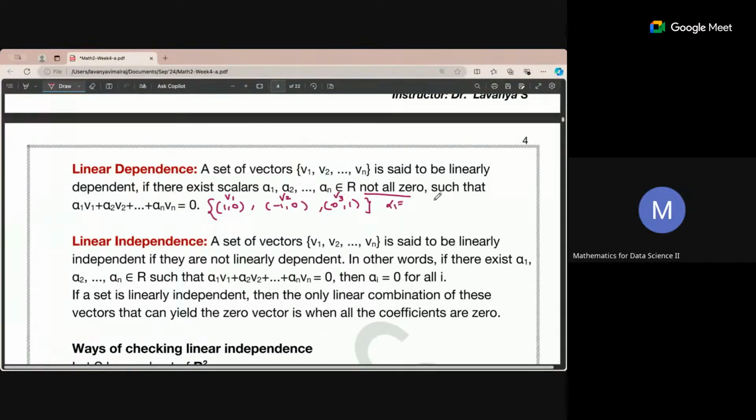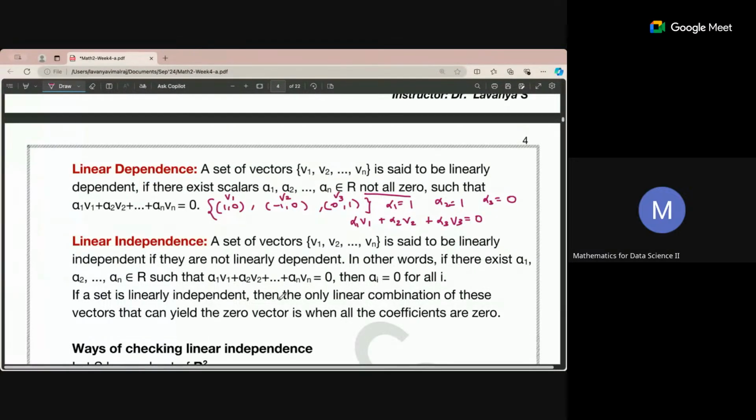What is alpha 1? 1. Alpha 2? 1. Alpha 3? 0. At least some of these coefficients should be non-zero. So you can clearly see that alpha 1 v1 plus alpha 2 v2 plus alpha 3 v3 is equal to 0. But for a linearly independent set, this is never possible. For non-zero coefficients, this expression can never be 0. Whenever you have such an expression, that should imply that all the coefficients are equal to 0. That is linear independence.